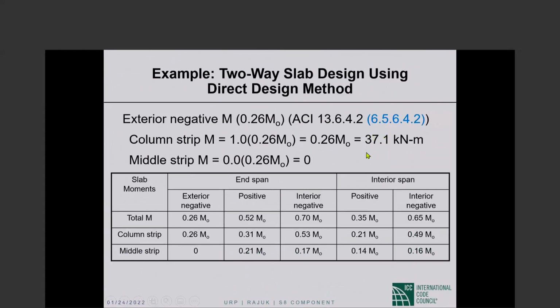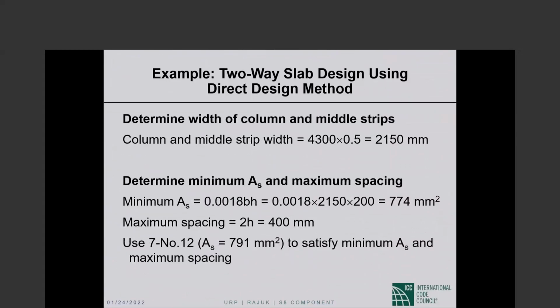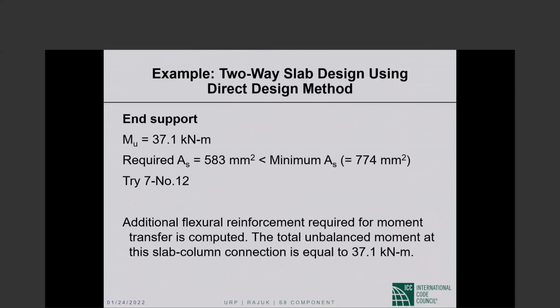This is the end support moment, 100% going to the column strip, 0% going to the middle strip. So this 37.1 kilonewton meters of bending moment at the exterior support, all of this is unbalanced moment, obviously. For this bending moment, the required A sub S for our slab thickness is 583 square millimeters. That being less than the 0.18%, we have to provide the minimum. That is 7 number 12.